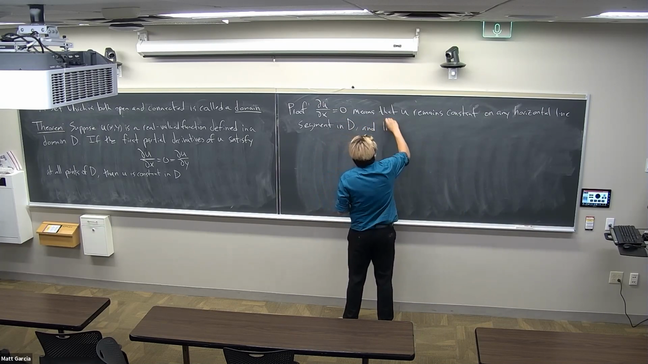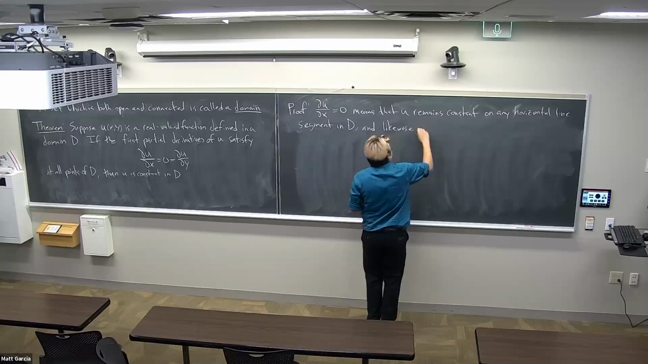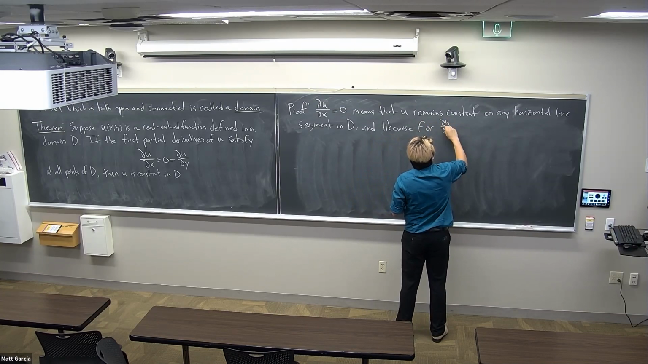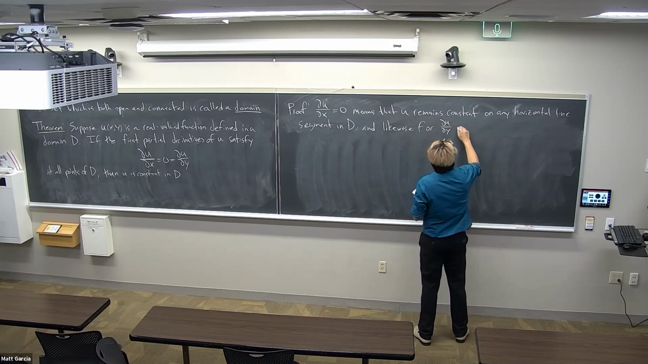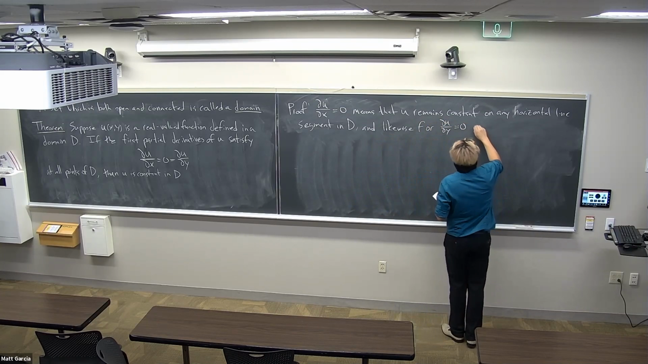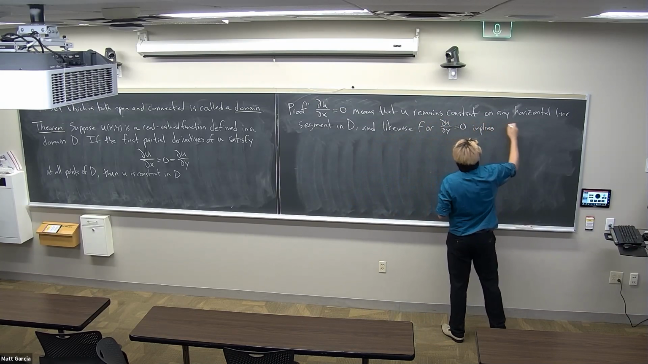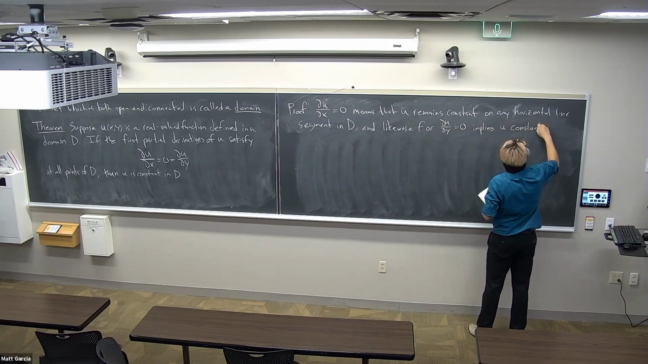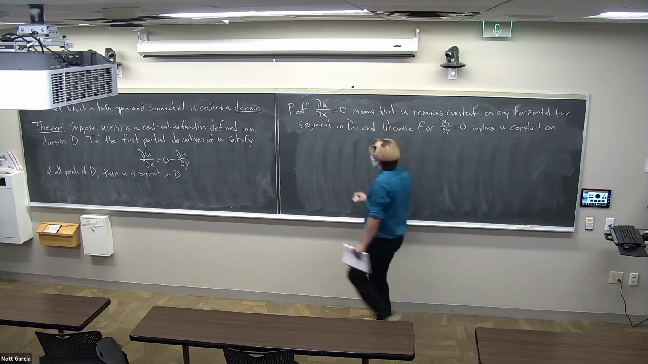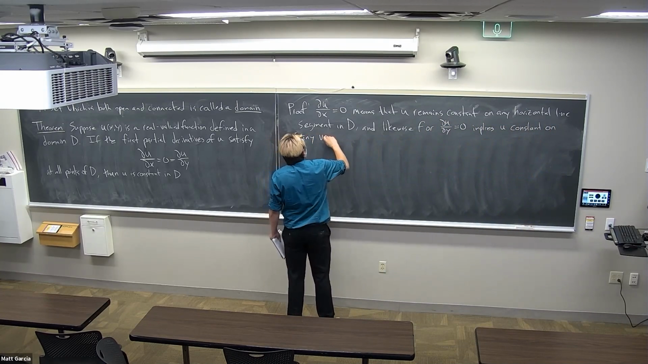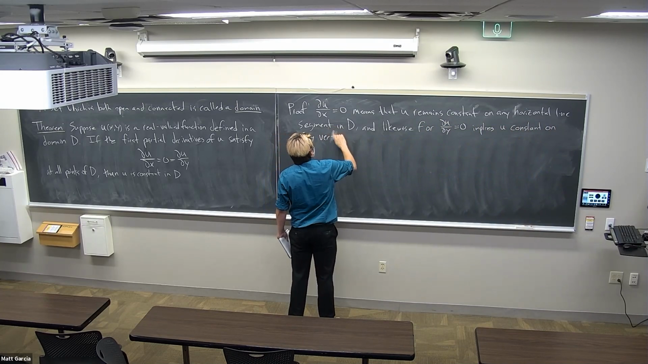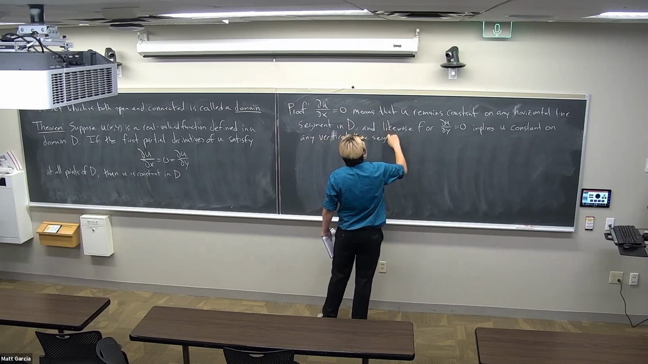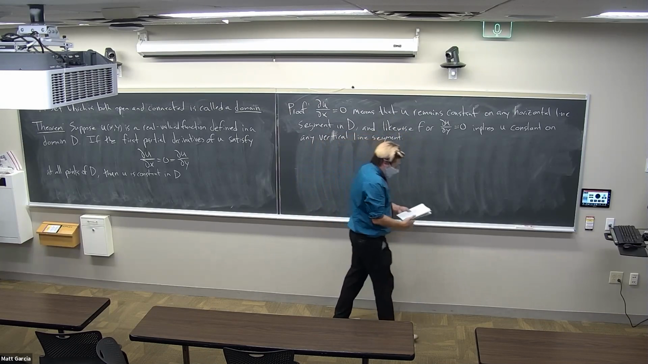And likewise, partial u partial y equaling 0 implies u is constant on any vertical line segment.